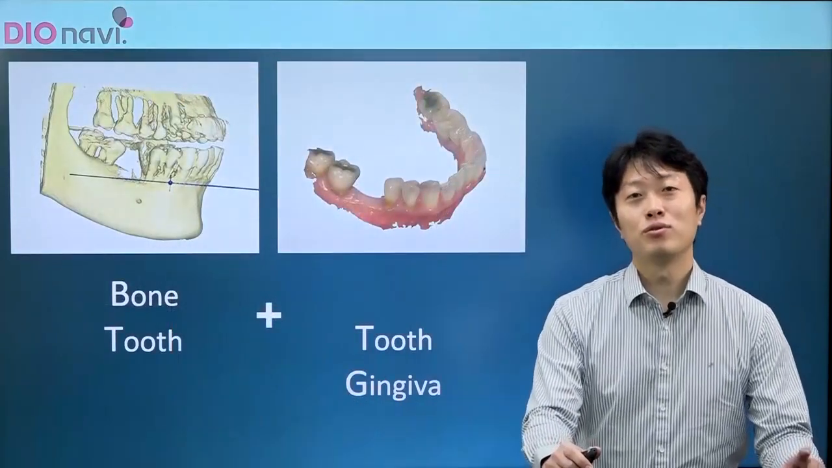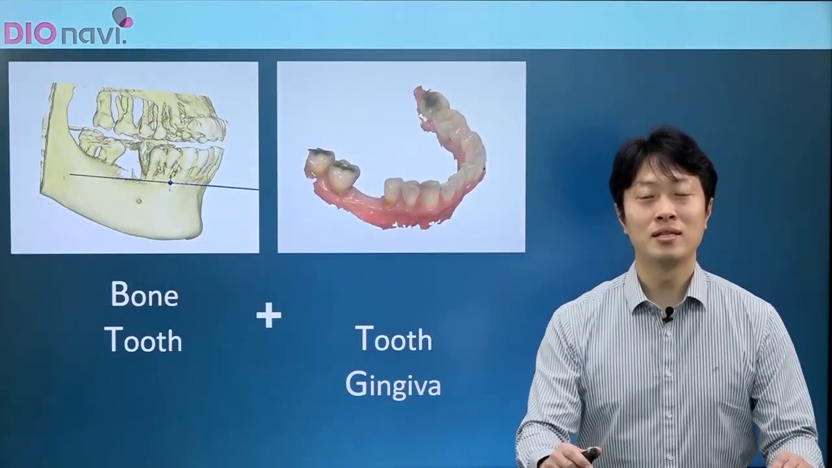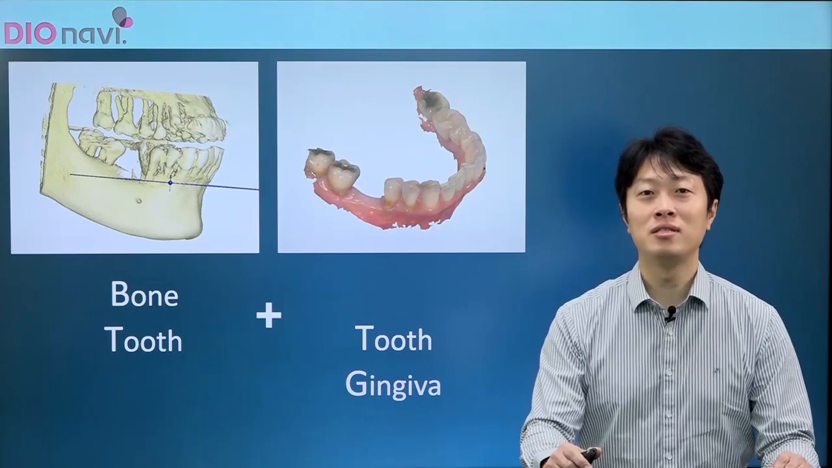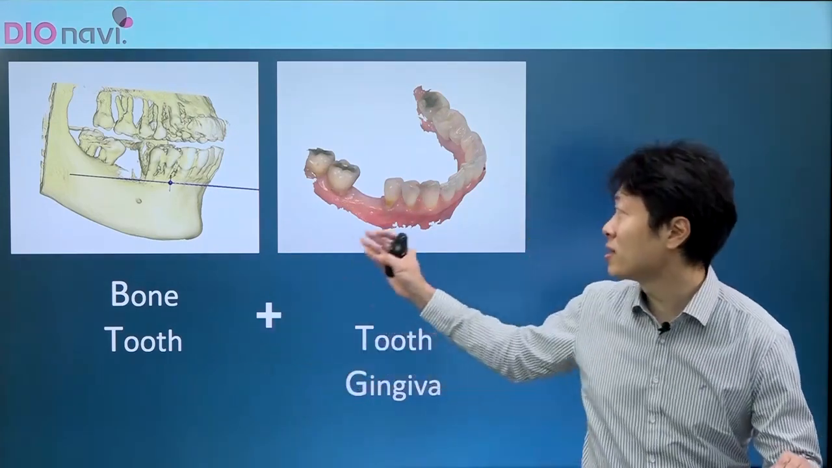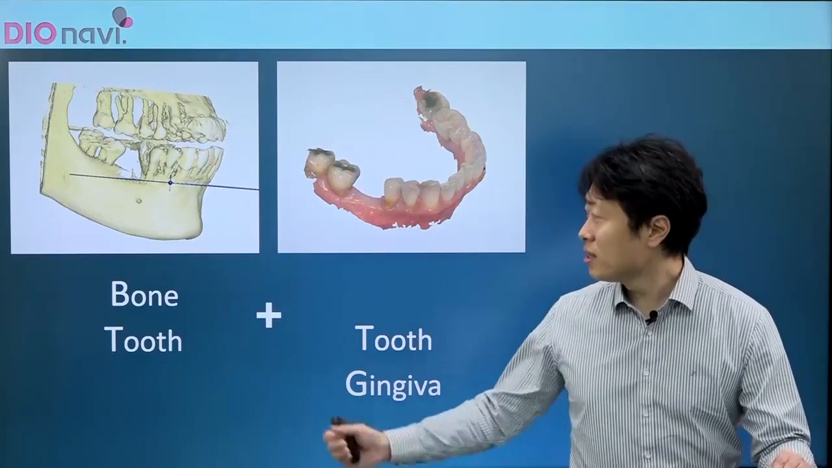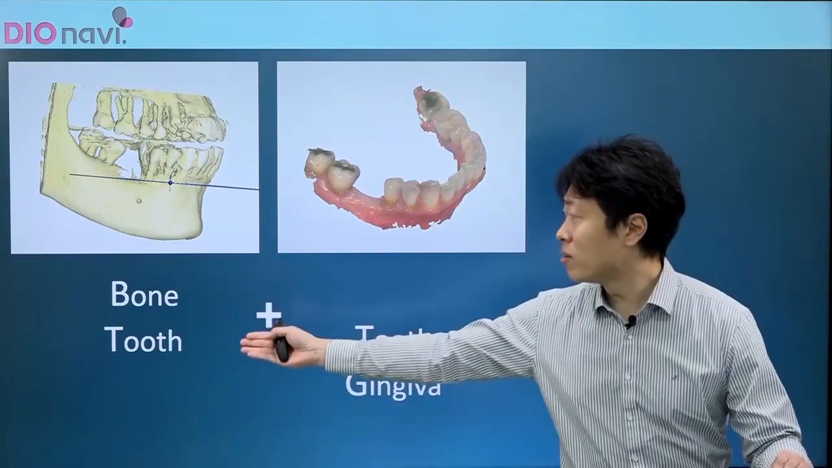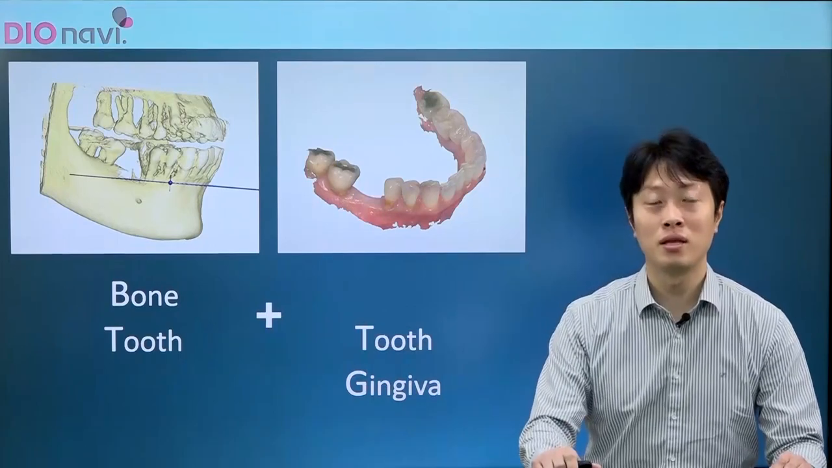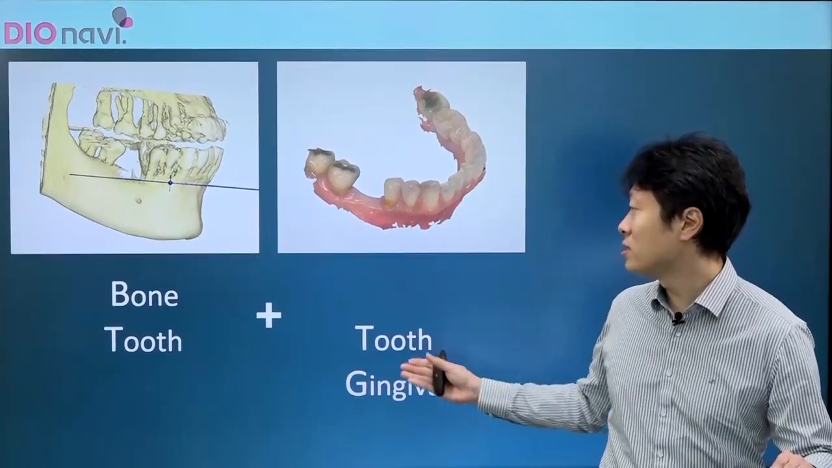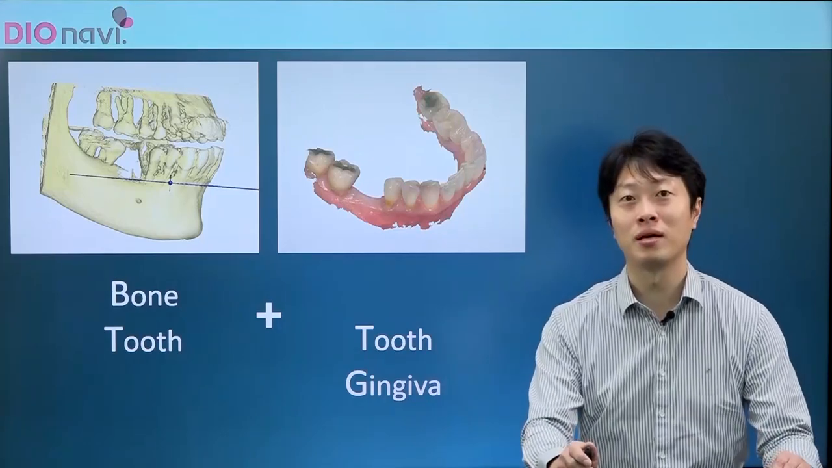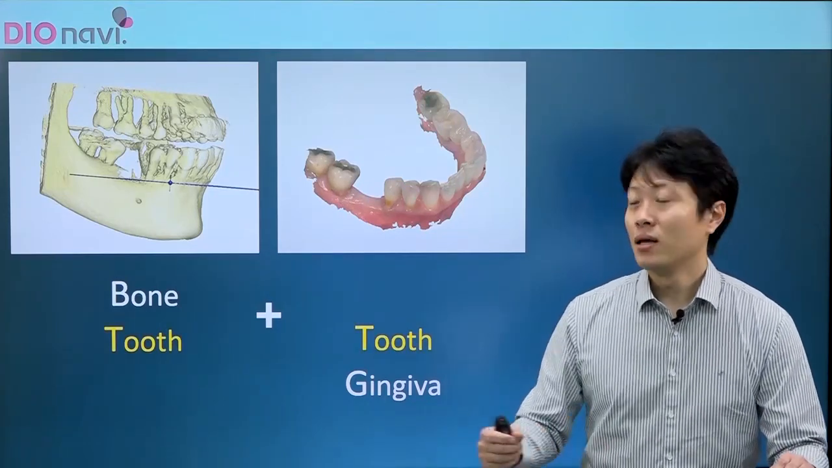When manufacturing a digital guide for surgery, two types of digital information are needed. One is the CT data. The other is intraoral scan data. The CT data gives us information on hard tissues such as teeth and alveolar bone. The intraoral scan data gives us information on teeth and gingiva.